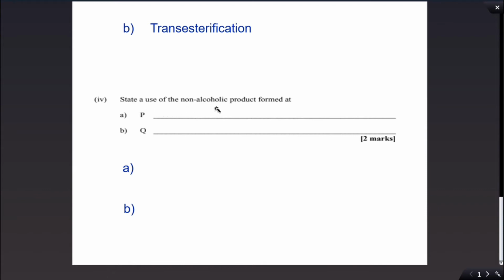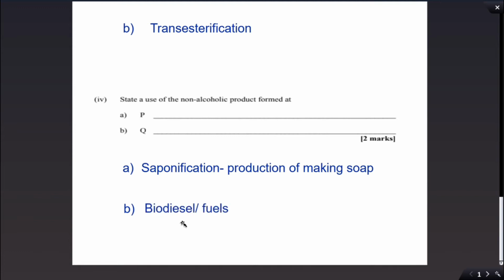Part 4, state a use of the non-alcoholic product formed at P and Q. So at P, the process is saponification, and the sodium organic salt is used in the production of soap. And at Q, the methyl esters are actually biodiesels, and so they are used as fuels for energy.